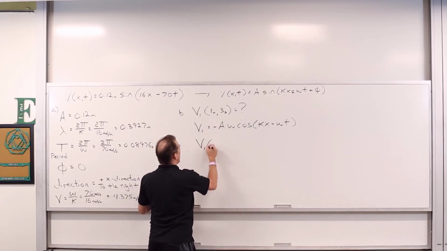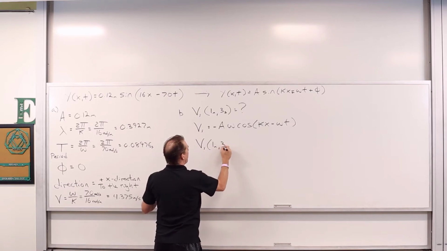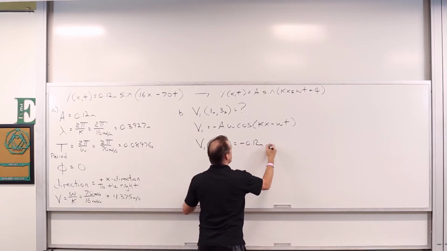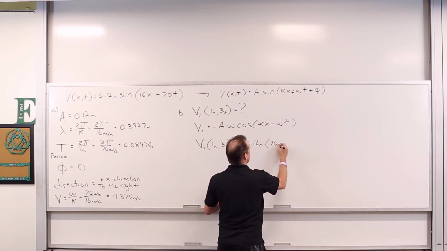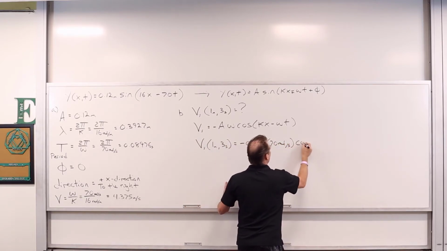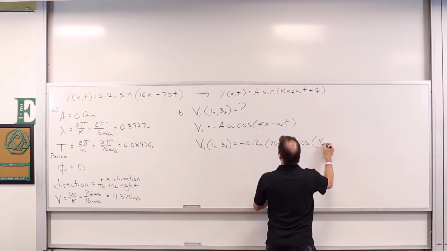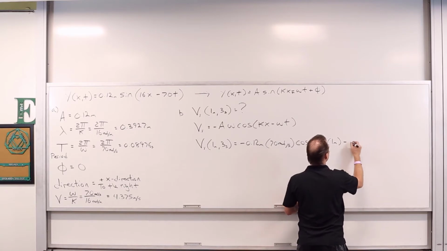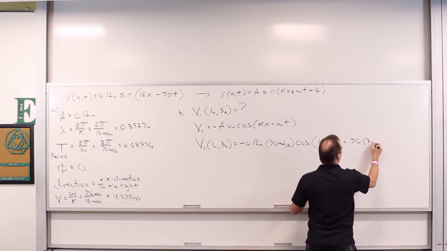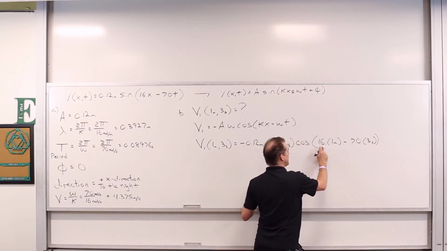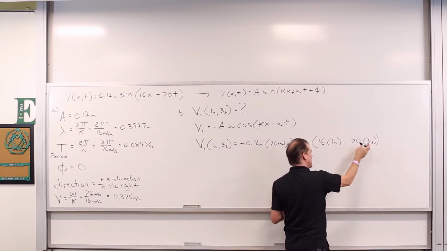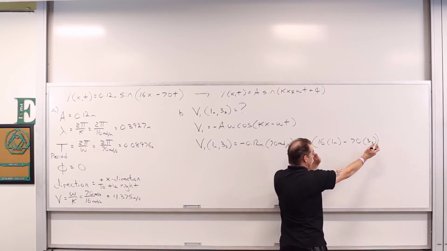V sub y of 1 meter at 3 seconds is going to be equal to negative 0.12 meters times omega, which was 70 radians per second, multiplied by the cosine of 16 times 1 meter minus 70 times 3 seconds. So again, this has radians per meter, such that radians per meter times meter just gives us radians. This is radians per second, such that radians per second times seconds gives us radians. Thus, this argument here is in radians.